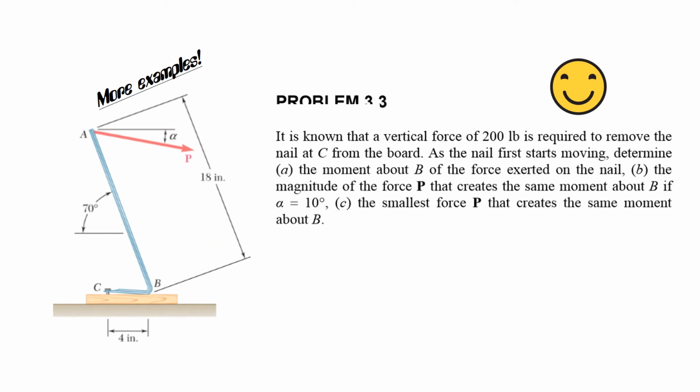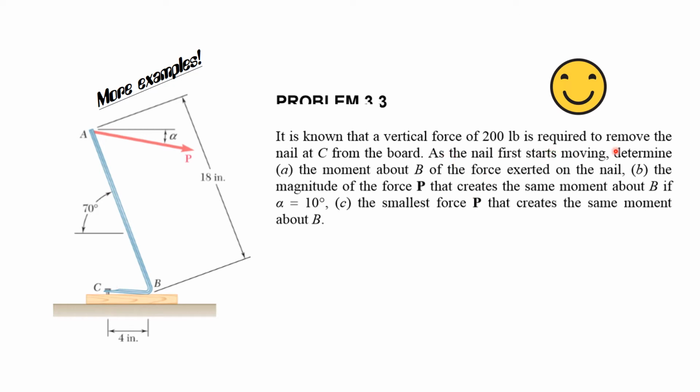More examples. The best way to understand this stuff is just work example after example after example. So let's start out by just reading the problem statement. It is known that a vertical force of 200 pounds is required to remove the nail at C. So what are we talking about? Okay, so there's a nail at C, we have a crowbar, and it's going to take 200 pounds. So this nail is in here, and we're going to have to pull up, straight up, vertical force of 200 pounds here to remove it.